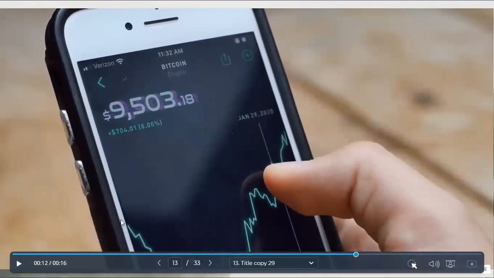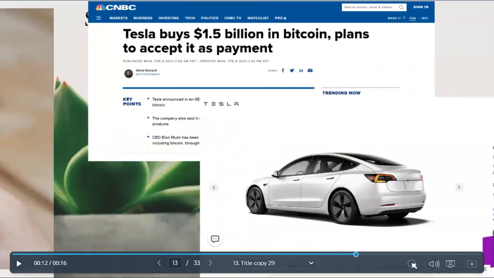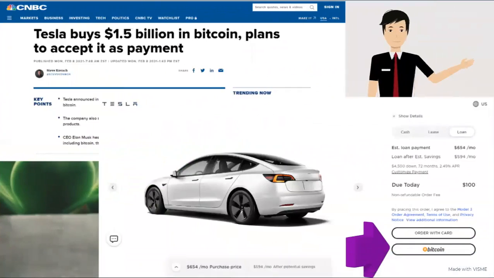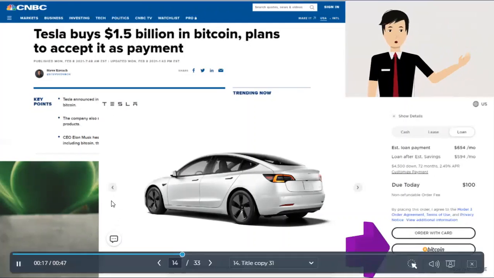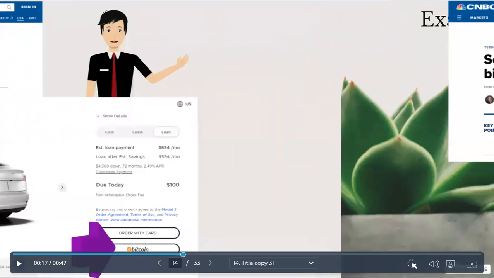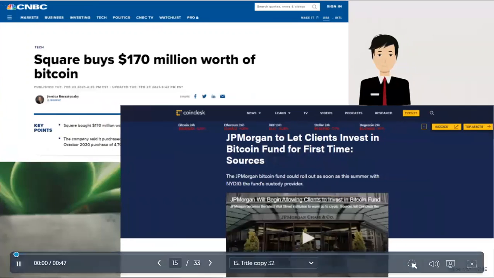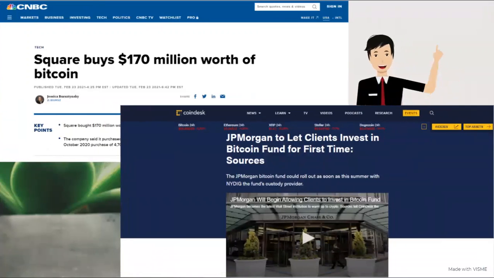The reason for Bitcoin's massive bull run to almost $60,000 at the time of this recording is because Bitcoin has been increasingly adopted by retail investors and more recently by large institutions. For example, Tesla invested $1.5 billion of cash from their balance sheet in Bitcoin and now accepts Bitcoin as a form of payment on their website. Other institutions, such as Square, have invested millions of dollars into Bitcoin. Even major banks, such as JP Morgan, are allowing their customers to transfer money in and out of exchanges such as Coinbase and will let clients invest in a Bitcoin fund for the first time.